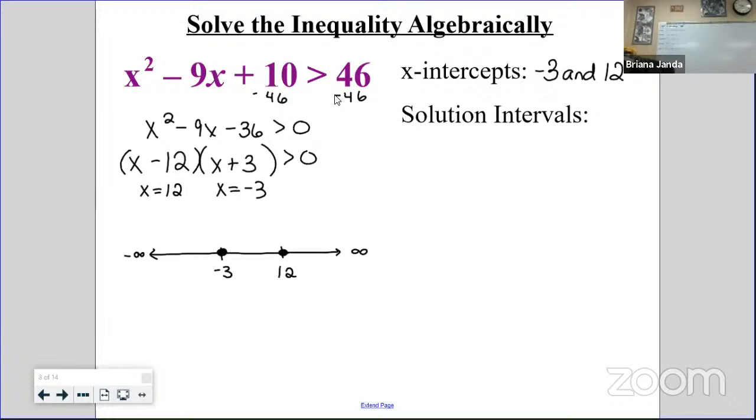And we now need to go back and see, okay, is it positive or negative in each of those sections? Something smaller than negative 3, negative 10. Perfect. Negative 10 minus 12 is something negative. Negative 10 plus 3 is also negative, which means this section is positive. So the negative number times the negative number is a positive number. Something between negative 3 and 12, pick the easy one. 0. Okay? 0 minus 12 is negative. 0 plus 3 is positive, which means this section is negative. And then something bigger than 12?